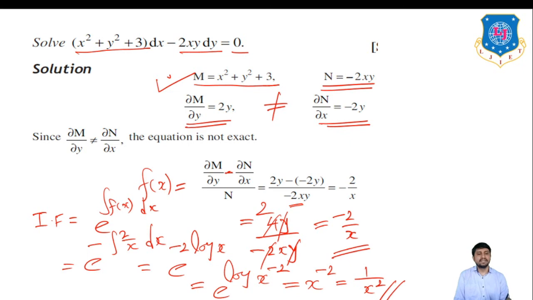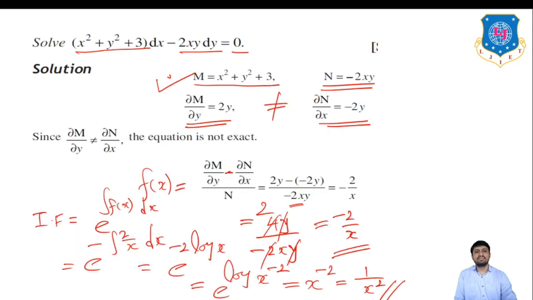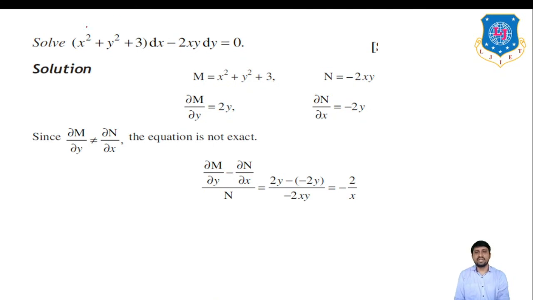Okay, clearly this is your integrating factor, 1 upon x square. Here you can see that the integrating factor is e raised to minus 2 by x, so e raised to minus 2 log x, so e raised to log x raised to minus 2. So that is 1 upon x square. So that means, when we multiply this whole equation with 1 upon x square.